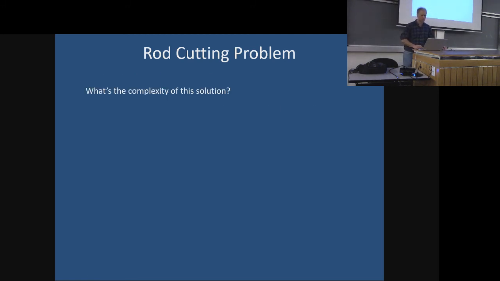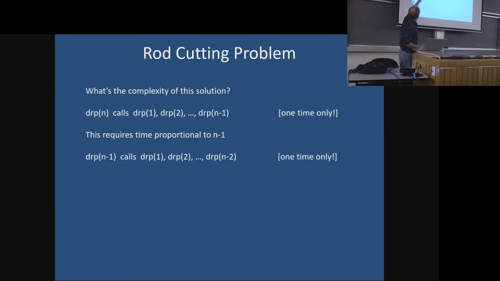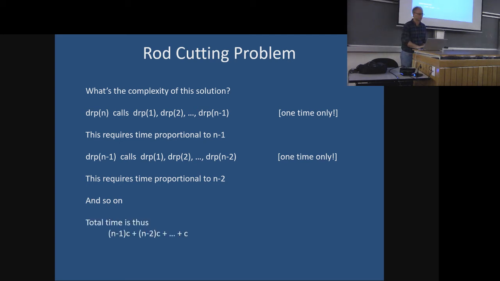Now, what's the complexity of this solution? Let's see. DRP of n is going to call each of those things one time only. So that takes time proportional to n minus 1. DRP of n minus 1, when it has to get computed, is going to call all those things one time only. Time proportional to n minus 2 and so on. But, so it's n squared. We've eliminated an exponential number of recursions.